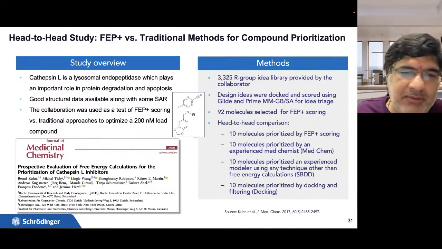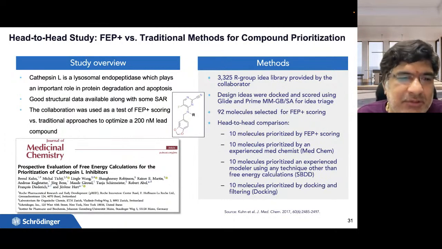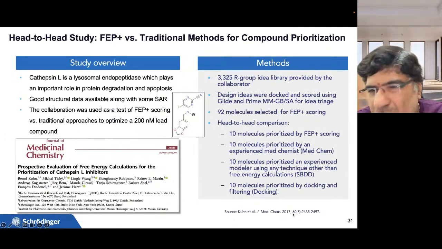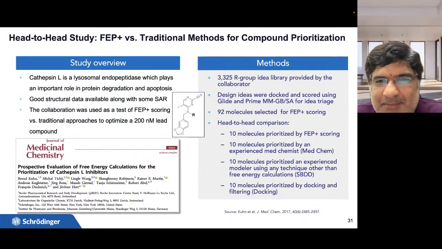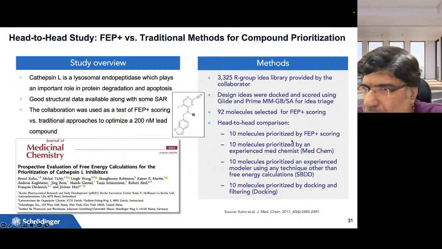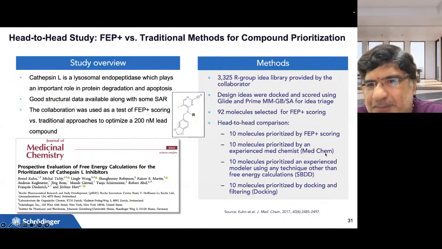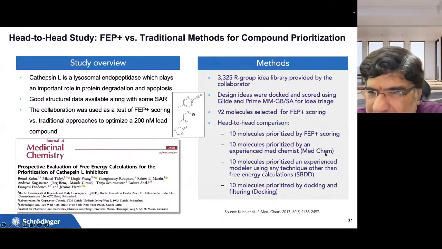I'll quickly show you a small example. This was a Roche paper. This is an old paper, but it was an interesting paper published in 2017, so I just wanted to take it as an example. It was actually kind of a competition. So 4 groups were working. One group was using free energy perturbation for shortlisting the molecules. One group did not use any computational tool, a pure medicinal chemistry, experience-based approach they were using.